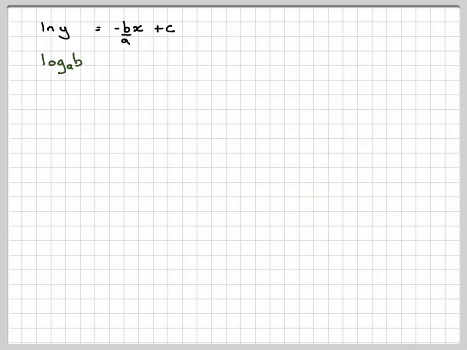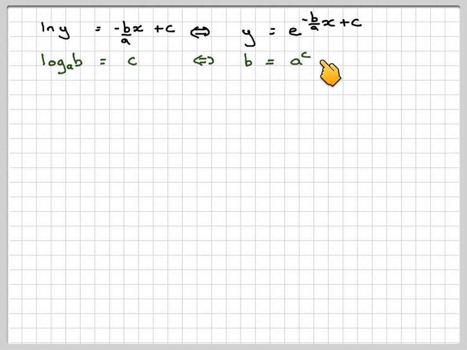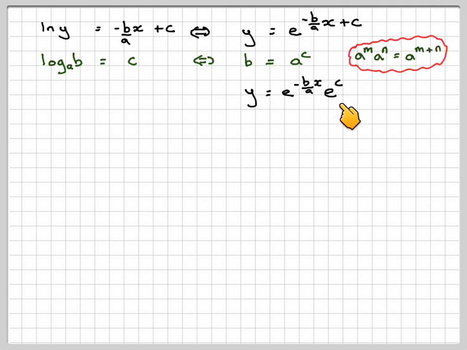Writing that out again, now we use a little bit of rules of logarithms. Log to the base a of b is equal to c means that b will be equal to a to the c. So b is going to be y, and the base is e, and the power is going to be all of this, minus b over a x plus c. Right, then we're going to rewrite the plus c as e to the c by using this idea: a to the m times a to the n is a to the m plus n, so we're using that backwards. And then we just say, because this is just a number, we let e to the c be equal to a constant A, so y is equal to A e to the minus b over a x.